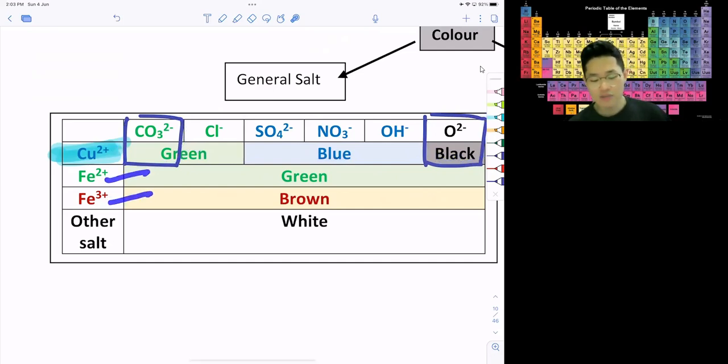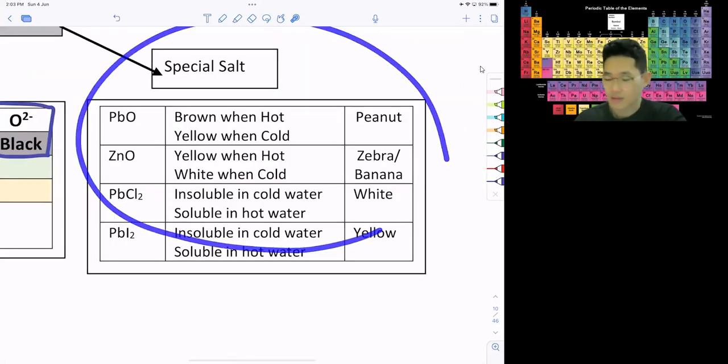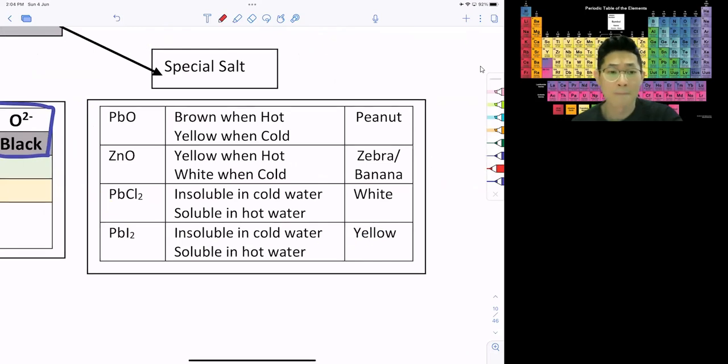Fe2+ green, Fe3+ brown. That's all. Okay, here comes the special example. They always like to ask this in exam, especially PbO and ZnO, because they come with 2 colors. PbO is brown when hot, yellow when cold, while zinc oxide is yellow when hot, white when cold.